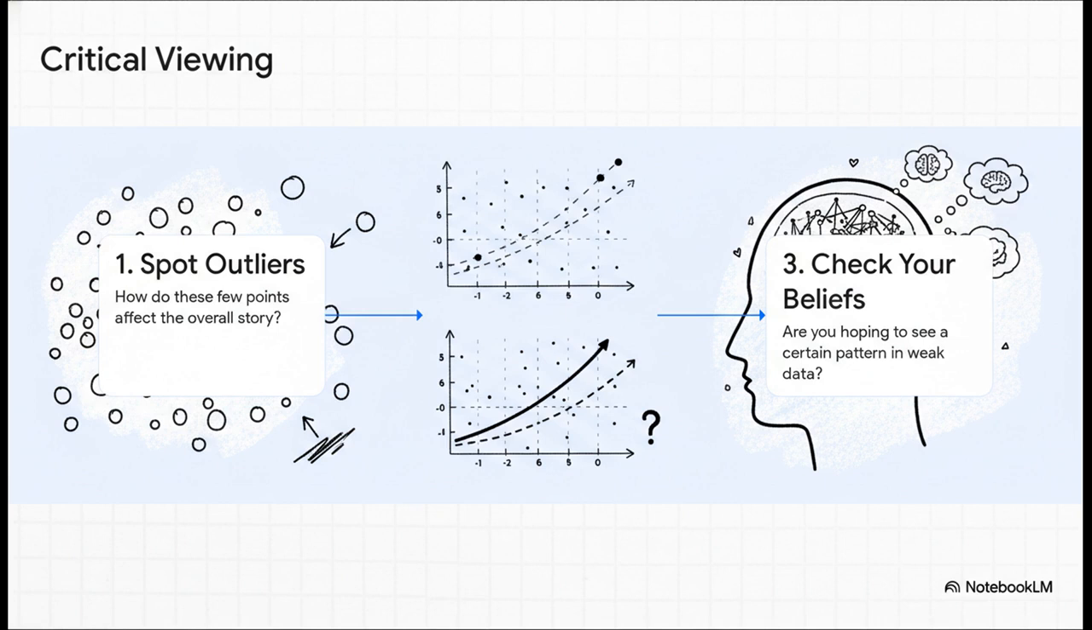Second, be skeptical of the trend line. Ask, is this line really helping me see the data clearly, or is it just making a weak trend seem more important than it is? And third, and this is definitely the hardest one, check in with yourself. Acknowledge your own feelings and beliefs on the topic, and ask honestly, could my hopes be coloring how I'm seeing this data, especially if it looks messy?